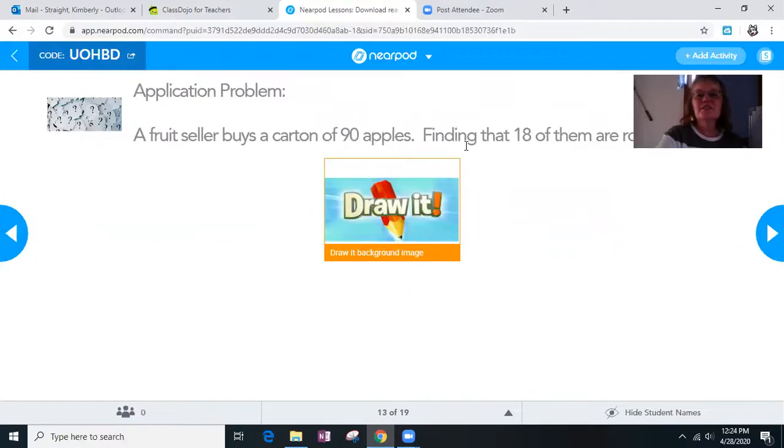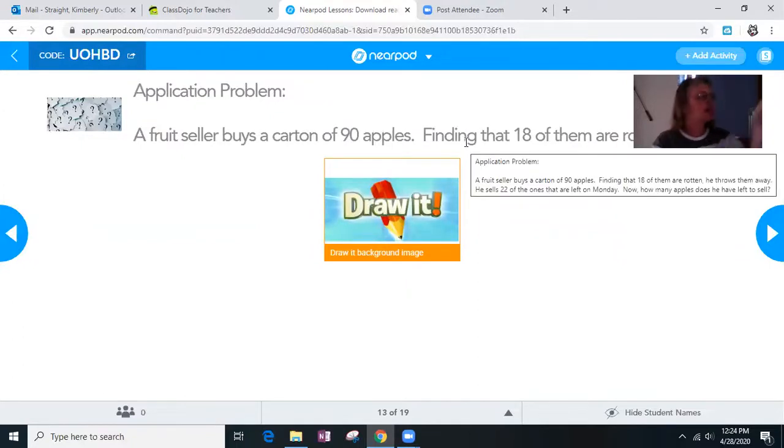So boys and girls, let's look at this problem. We have a fruit seller, and it is a word problem. So what is the first thing we are going to do? That's right, you're going to read it. So let's read it together. A fruit seller buys a carton of 90 apples. Finding that 18 of them are rotten, he throws them away. He sells 22 of the ones that are left on Monday. Now, how many apples does he have left to sell?